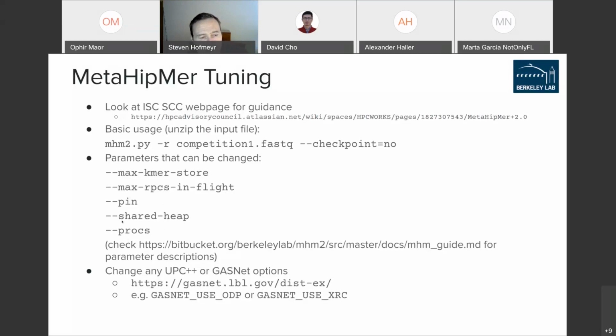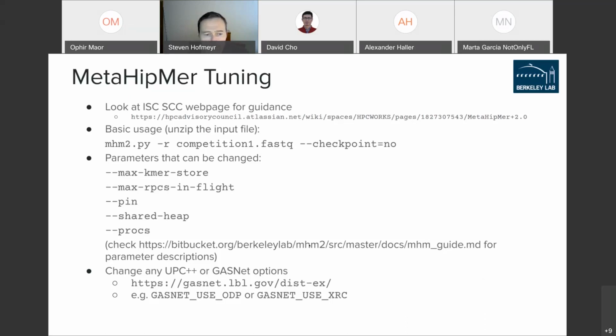And then the final parameter you can also play around with is procs, or the number of processes MetaHipMer 2 is running. By default, it will detect the number of cores in your system and run the same number of processes as there are cores. So by default, it doesn't use hyperthreading. If there's two hardware threads per core, it's only going to use one process per core. So you can change that by increasing the number of procs, and you can experiment to see what gets you the most benefit there.